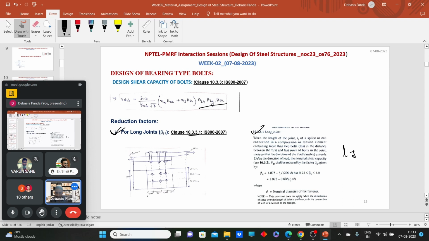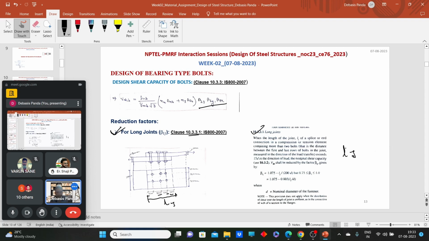So it is the length from this to this that we call Lj, the length of the joint. For this joint, what will be the length of the joint? 50 plus 50, these are the pitch distances, and we have two end distances, 40 and 40. So we can calculate the length of the joint.